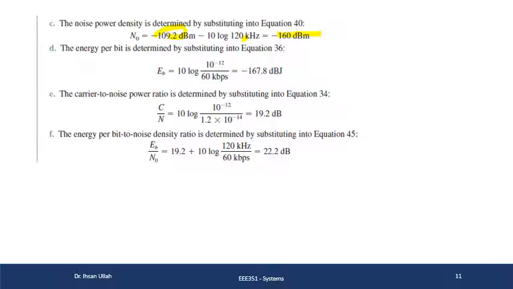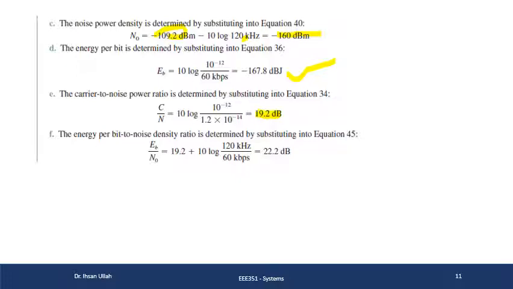अब एनर्जी पर बिट आपने डिटरमिन करनी है, तो then we know that energy per bit is equal to this thing. इसका फार्मूला में इक्वेशन 36 आप देख लें, वहाँ से आपको पता लग जाएगा. Now the next thing is कैरियर टू नॉइज पावर रेशो. सो again इक्वेशन 34 से आपको ये चीज़ पता है किस चीज़ की इक्वल होती है. Just simply plug in these values and you are going to get this thing.